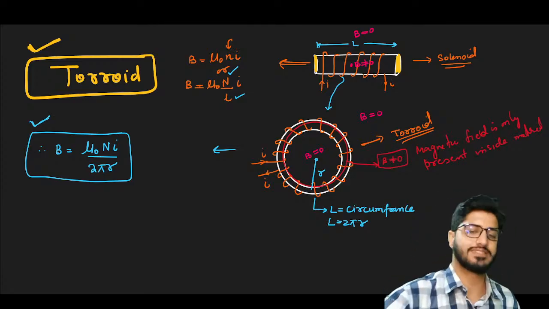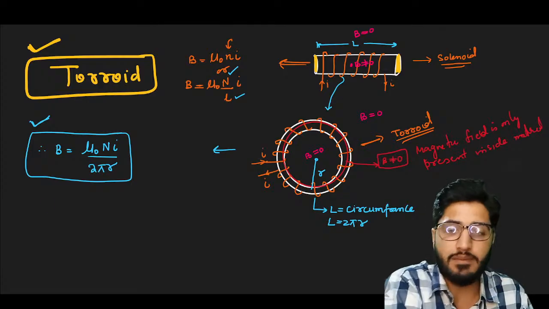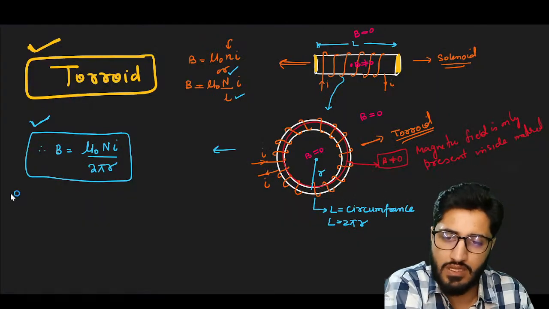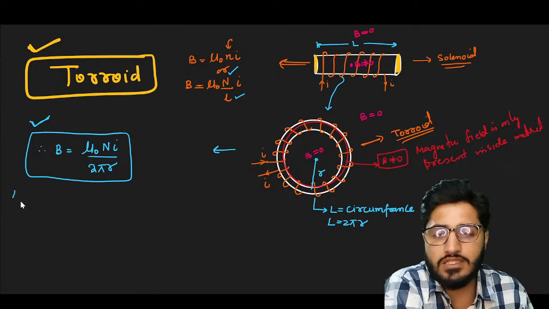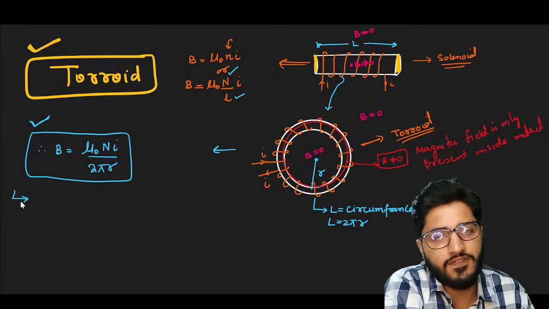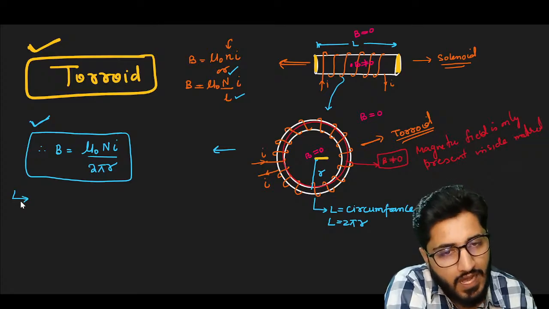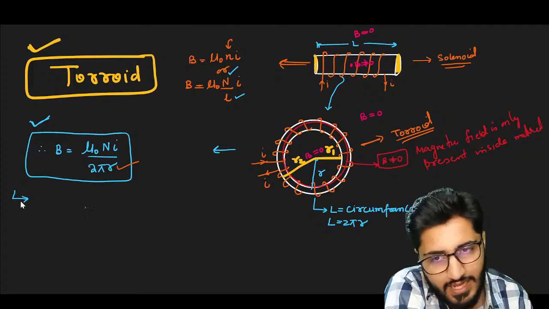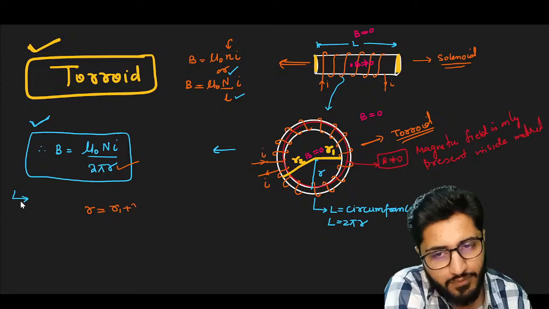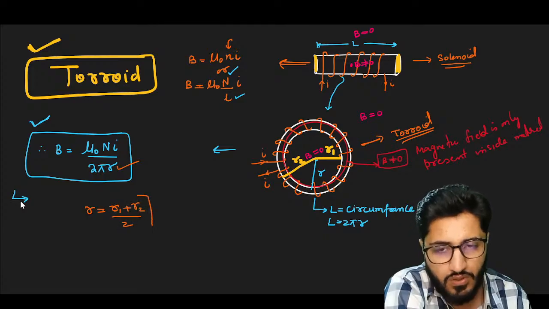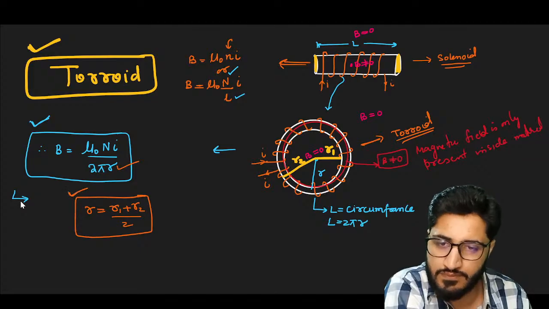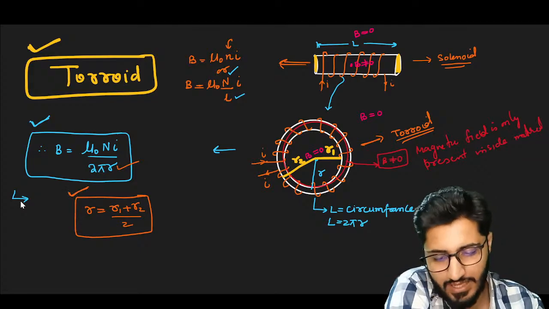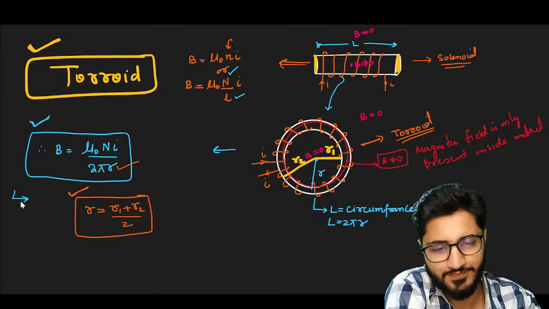Toroid is not important, but still you need to know it. In some rare cases in your examination, if R1 and R2 are given but the equation has only one R, you will write R equals the average, (R1 plus R2) by 2. You need to write it like this. Done?